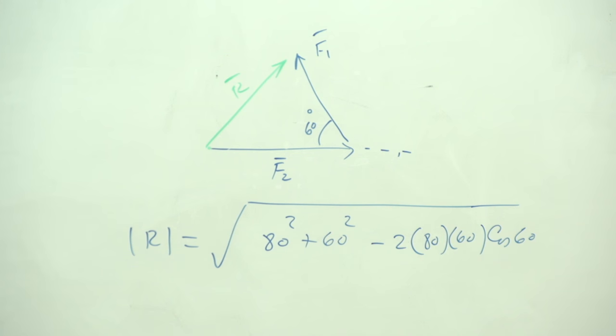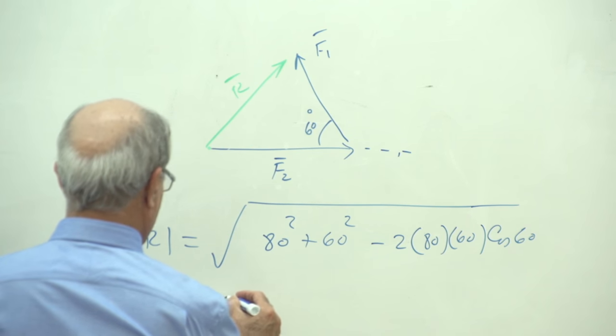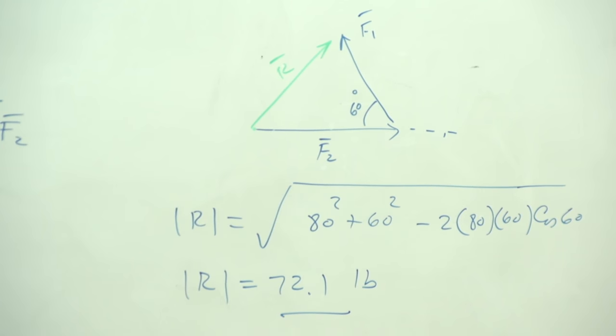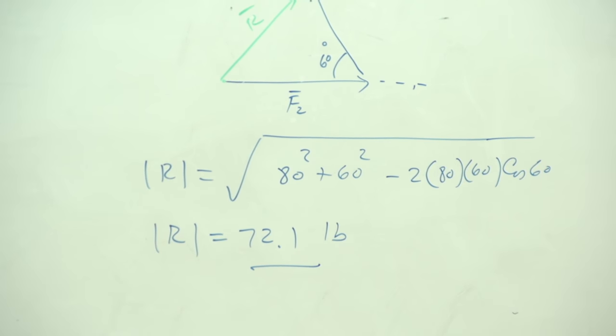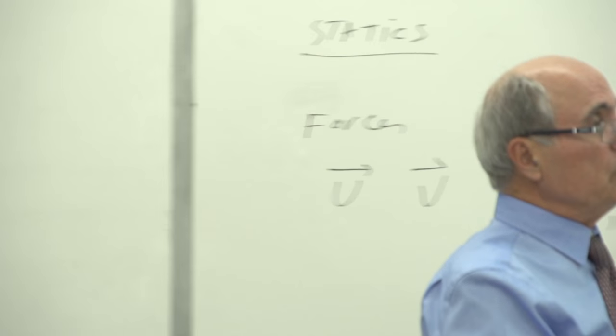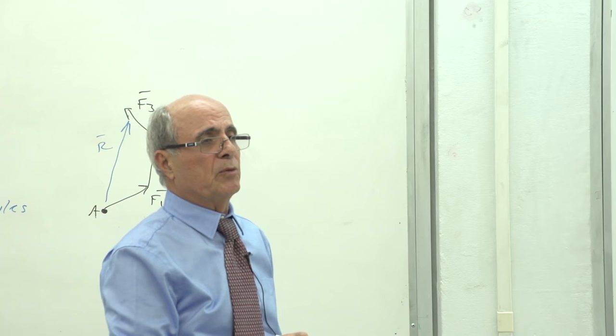When you solve it with your calculator, of course, R ends up to be, look how I write the answer, 72.1 pounds. How many digits did I use? I erased it here. Three digits. If you want to put extra digits, that's okay, but you need a minimum of 3 digits. That's the rule, because otherwise you lose the accuracy of your number. Extra doesn't matter, but it sometimes is a waste of time.